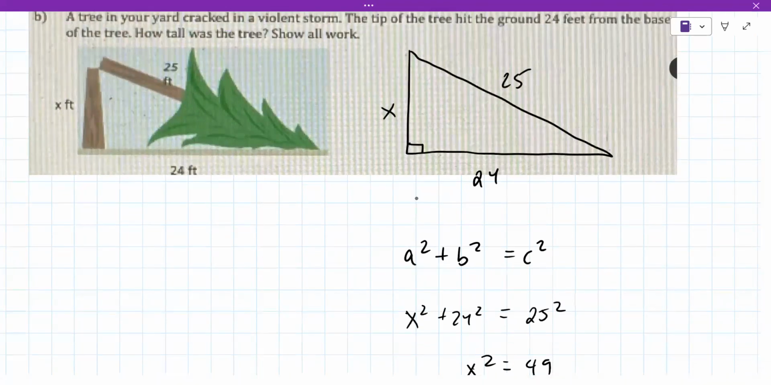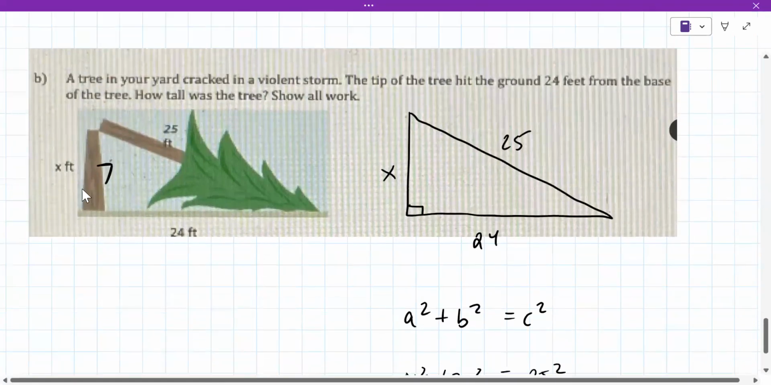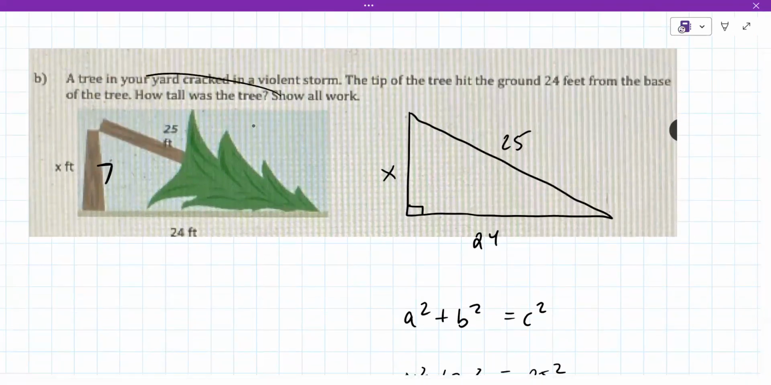That is just the broken part of the tree, the stump. The tree was 7 plus the part that fell down, and that would be 7 plus 25, 32 feet. And it's a linear distance. How long is it? How far is it?